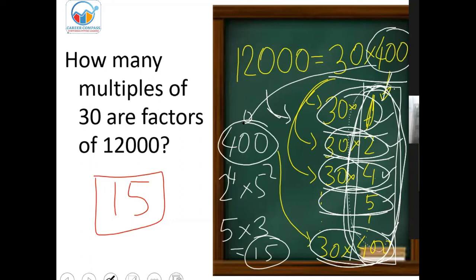For finding the number of factors of 400, we are doing prime factorization. We are expressing 400 as 2 to the power 4 into 5 square. So the number of factors will be 4 plus 1, that is 5, and 2 plus 1, that is 3. That means 5 into 3, that is 15.